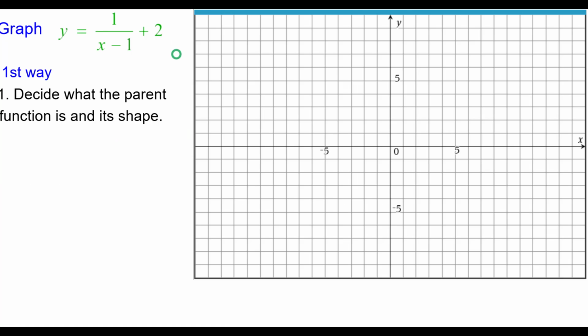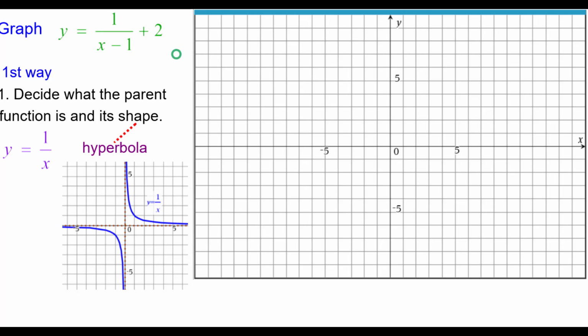First, we need to decide what the parent function is and its shape. Parent function is y equals 1 over x, the reciprocal function. Its shape is a hyperbola with 2 branches and also 2 asymptotes, a horizontal and vertical asymptote. Please keep this graph of y equals 1 over x in your mind as we're doing this.